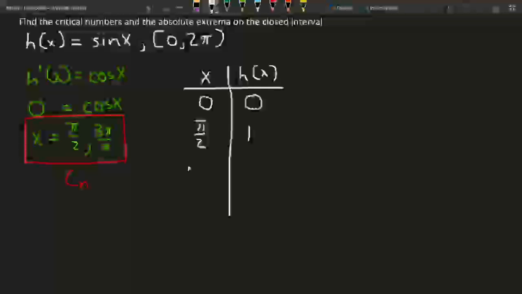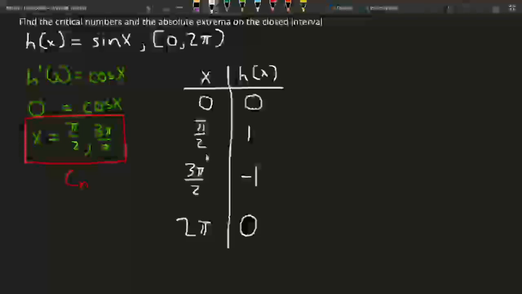And then we'll go to 3 pi over 2. When x is 3 pi over 2, h of x is equal to negative 1. And when x is equal to 2 pi, h of x is equal to 0 as well.